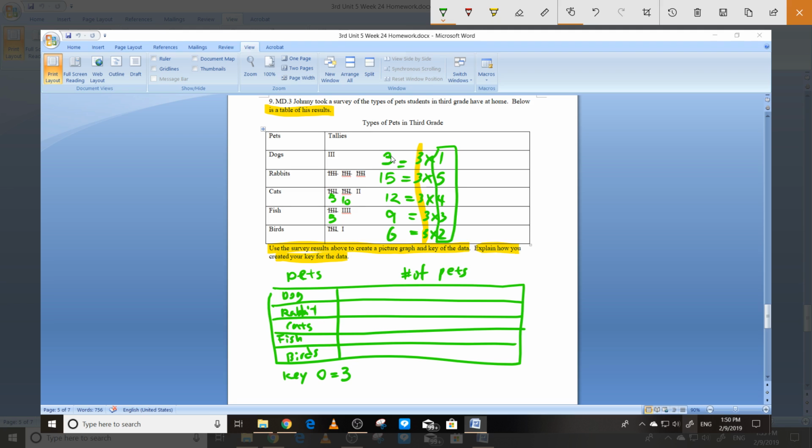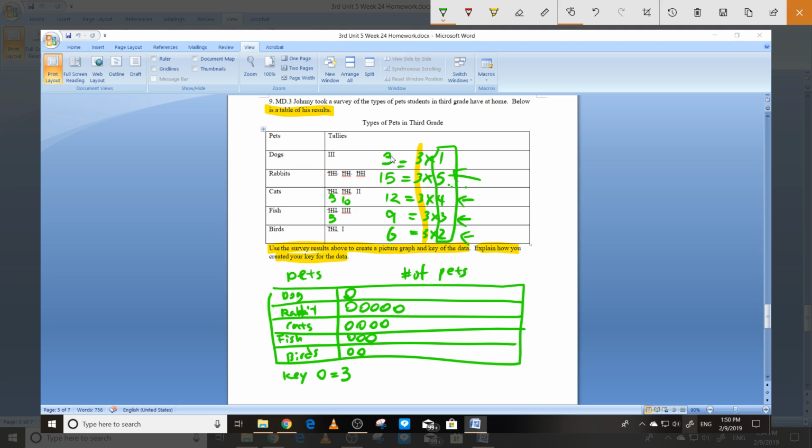How many circles do we want to draw for dogs? Since there are only 3, we draw 1 circle. For rabbits, we draw 5. See, right here. 1, 2, 3, 4, 5. For cats, we're going to draw 4. 1, 2, 3, 4. For fish, we're going to draw 3. And for birds, we're going to draw 2. And that really is our data, our little graph.